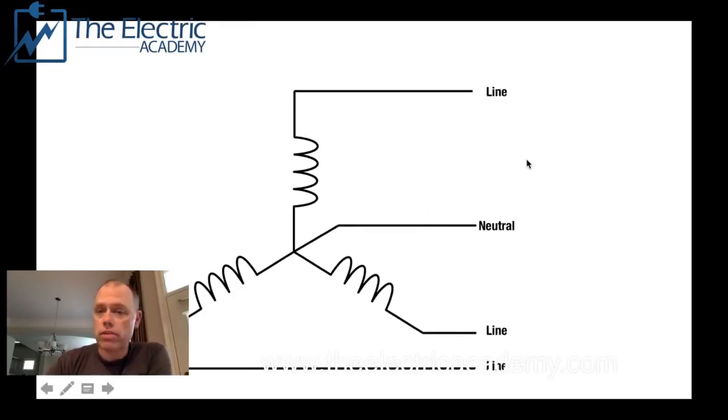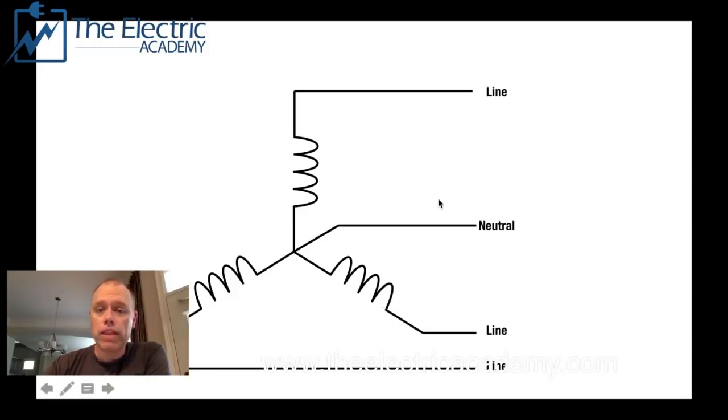Some advantages of the Y systems. I've got some notes here. First off, you have three lines: line 1, line 2, line 3. I should have named those 1, 2, 3, or A, B, and C. I have these windings. Each winding is 120 degrees out of phase with the other winding. So they're 120 degrees different, and that's big.